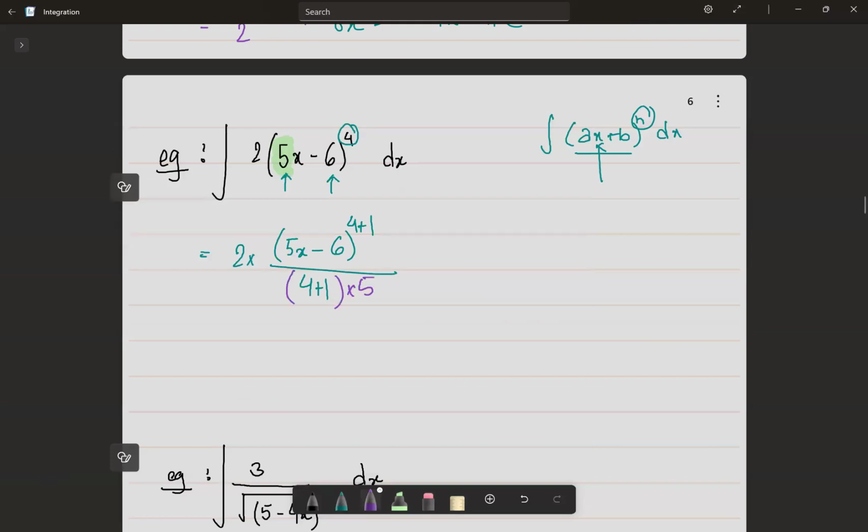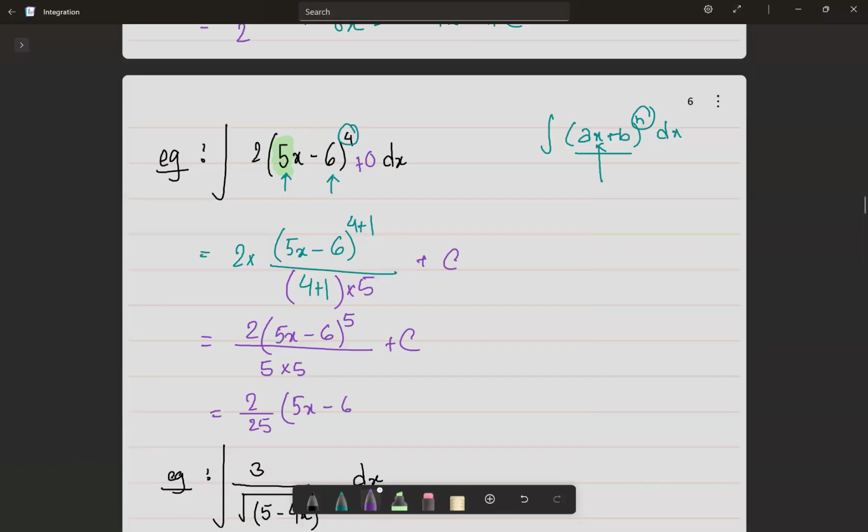And because we know we have plus 0, always we think it like that. So you'll put plus c. Now when you simplify, what do you get? You get 2 into (5x minus 6) to the power 4 plus 1, which is 5, divided by 4 plus 1 again is 5, into 5, plus c. So our final simplification would be 2 divided by 5 into 5, which is 2 by 25, (5x minus 6) to the power of 5 plus c.